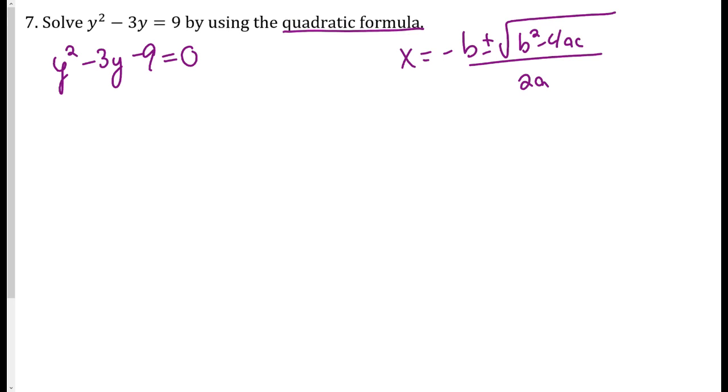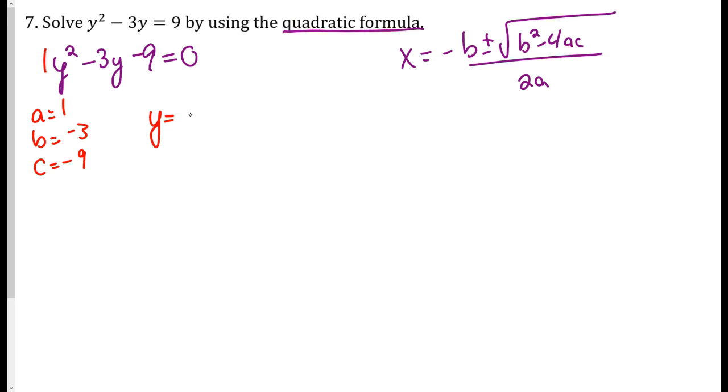Go through and figure out what are your a, b, and c. That's your coefficients. Your a value is the coefficient of the squared term. The b value is the coefficient of the linear term, the plain old variable. Notice that b is negative 3. Take the sign with it. And c is minus 9. And now we just plug into the quadratic formula.